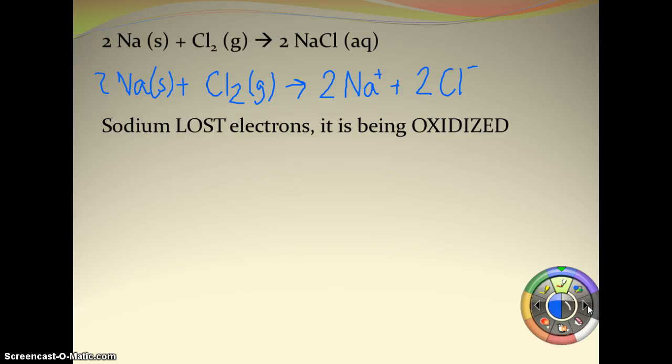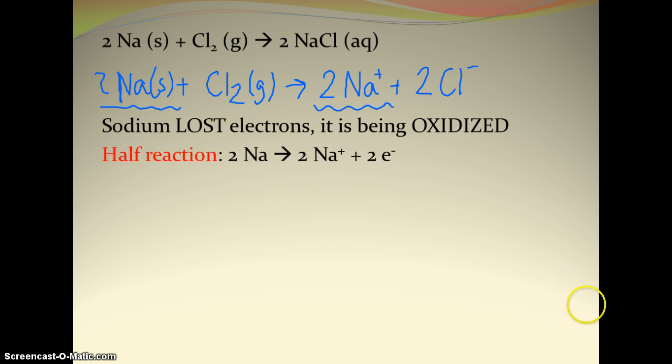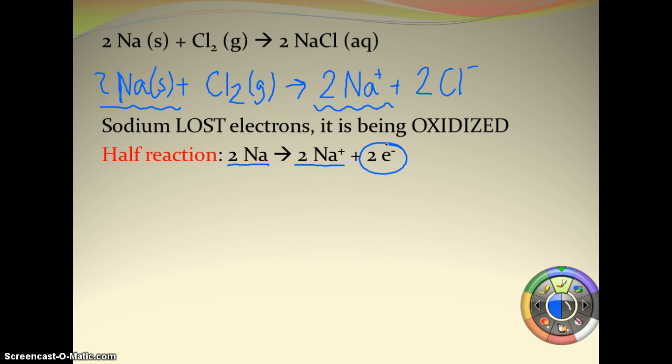So sodium is the one losing electrons, okay? You went from being neutral over here to having a positive charge. So it is the one being oxidized. Now when you write a half reaction, you have to keep account of those electrons. So we had our 2 sodium go to 2 sodium plus. So to make the product side of our reaction equal 0, we have to add those 2 electrons here. So that 2 negative plus 2 positive equal the 0 charge that we have occurring here.